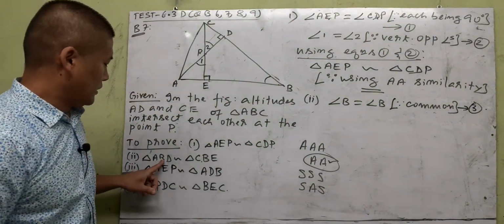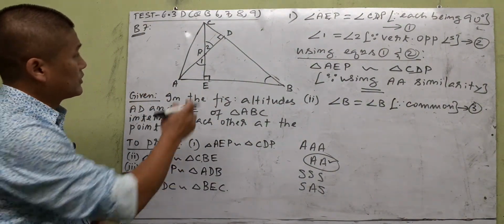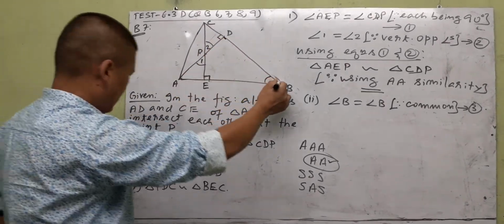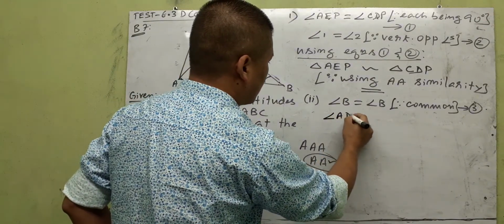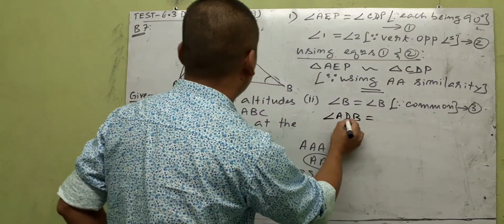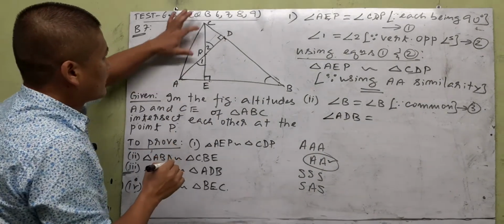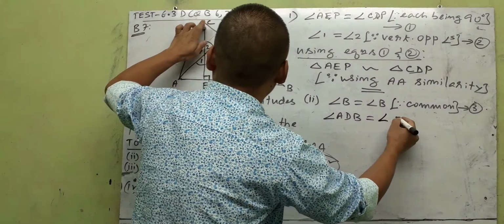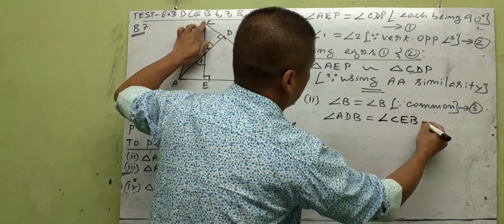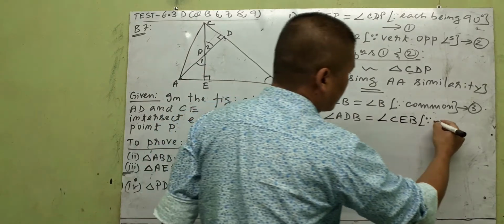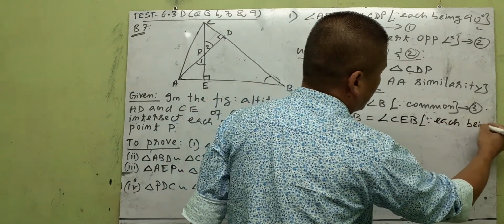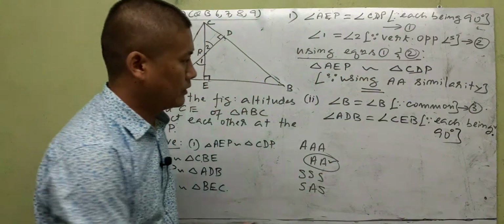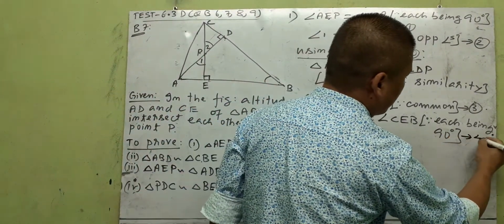Then in this triangle, find the perpendicular point. In ABD, ADB is the one. Angle ADB, the point D is the 90-degree point. And then in CBE, E is the one. So you can write your angle CEB, since each being 90 degrees. So we may put this one as equation number 4.